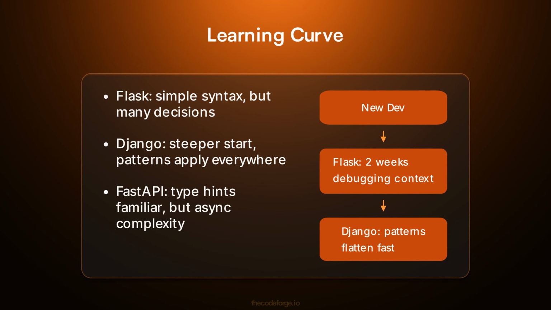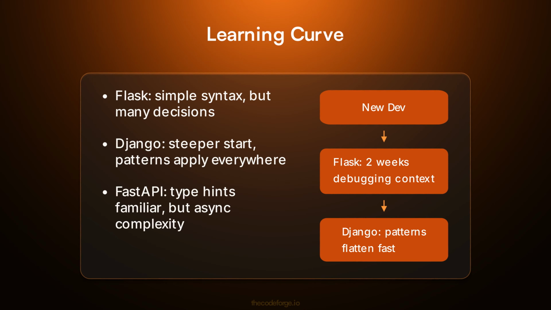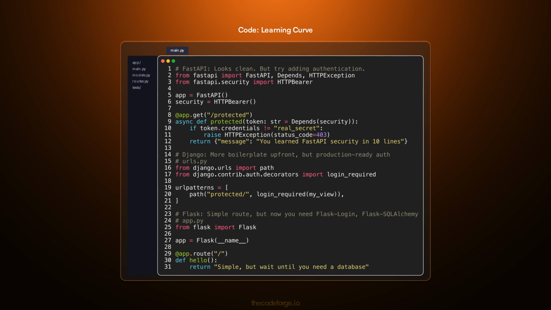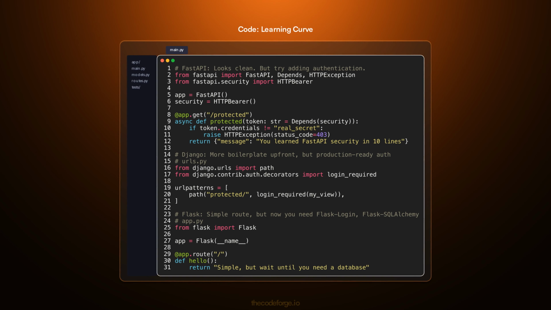Flask looks simple, but production apps require blueprints, extensions, and context management. Django has a steeper initial climb, but once you learn its patterns, they apply everywhere. FastAPI seems easy until you hit async transaction management. FastAPI's auth takes 10 lines, but you built it from scratch. Django gives you sessions, CSRF, and password hashing in 5 lines. Flask's 3-line route is simple until you need a database.